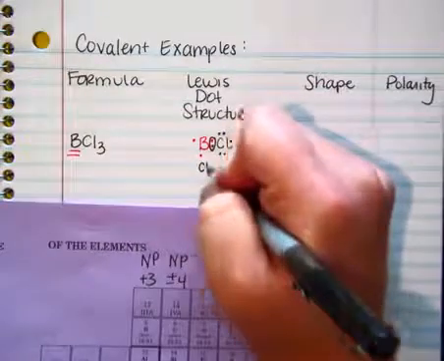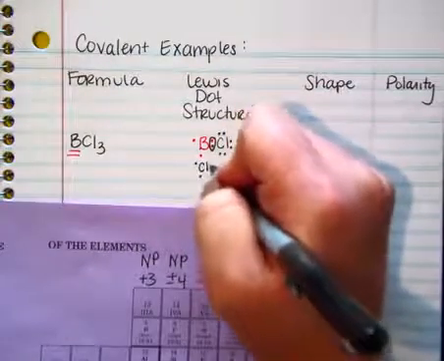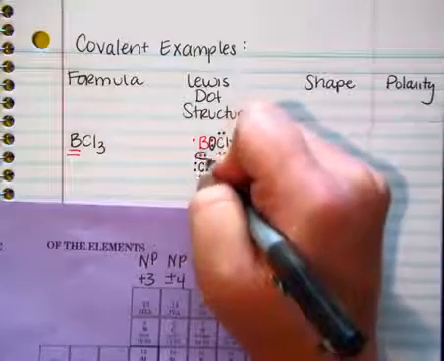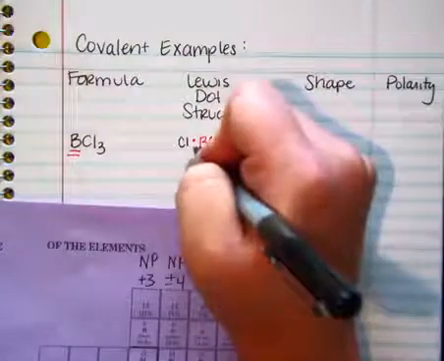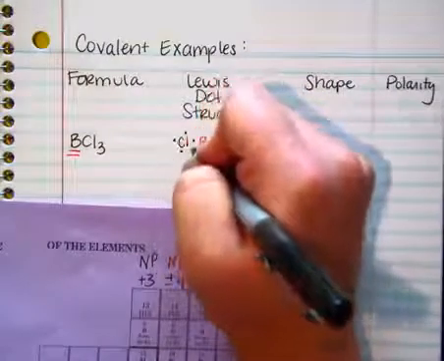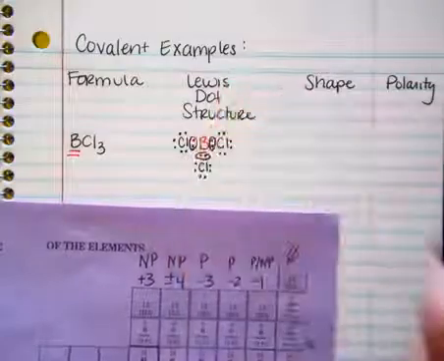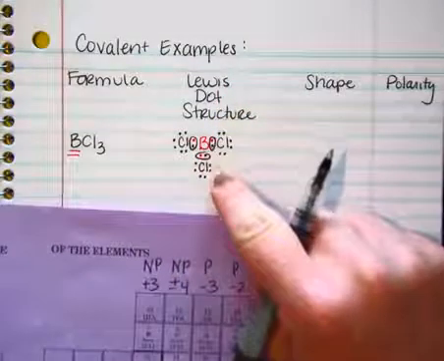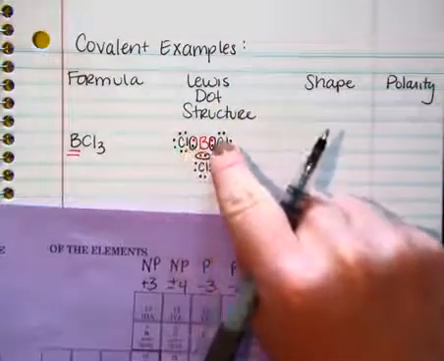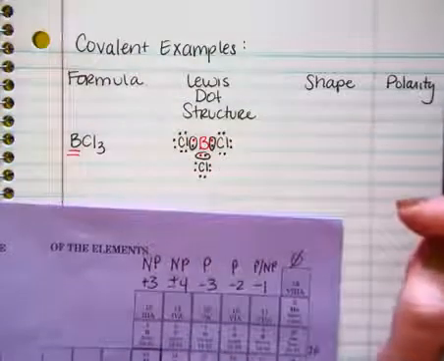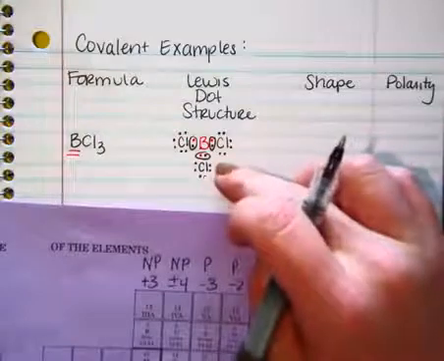So same thing down here. 1, 2, 3, 4, 5, 6, 7. And there's my bond. And one here. 1, 2, 3, 4, 5, 6, 7. And there's my bond. So I can see that my boron has bonded 1, 2, 3 times in 3 single bonds with 3 chlorines. Okay, so this is the Lewis dot structure.